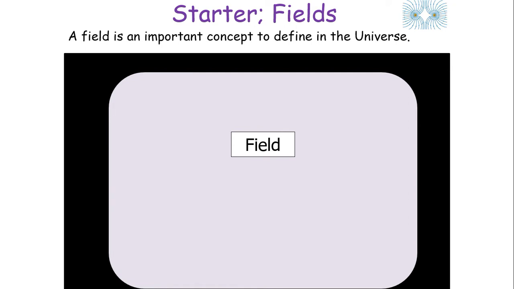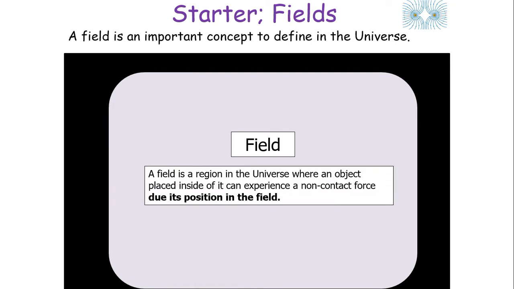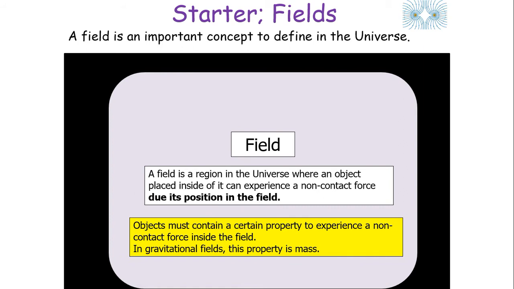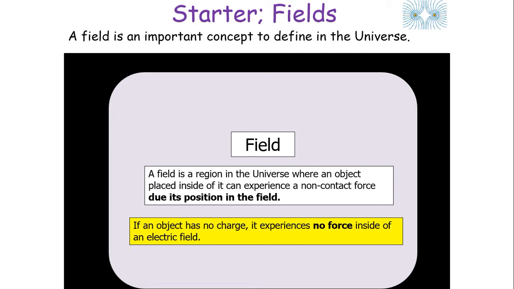A field is an important concept to define in the universe. A field is a region in the universe where an object placed inside of it can experience a non-contact force due to its position in the field. The properties of the field are given by the virtual particles of the force interaction. Objects must contain a certain property to experience a non-contact force inside the field. In gravitational fields this property is mass. In electrical fields this property is charge. If an object has no charge it experiences no force inside of an electrical field.